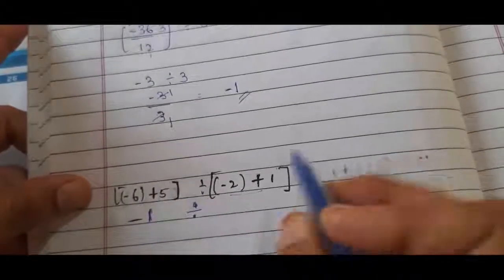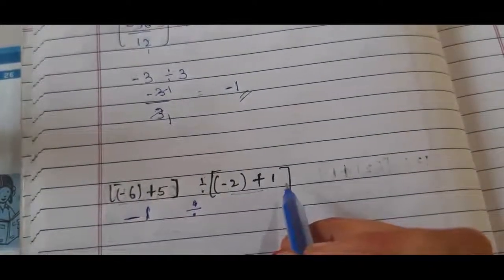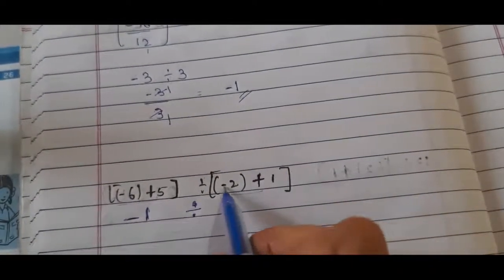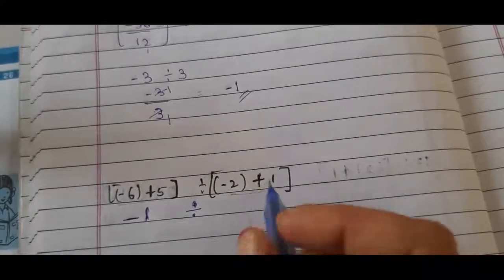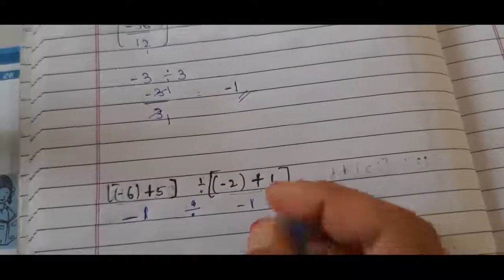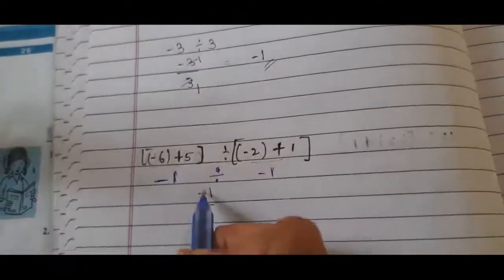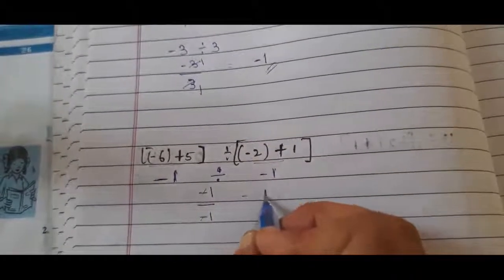Next here, minus 2 plus 1. Minus into plus is minus. 2 minus 1 is 1. Greater number 2, so minus 1. Minus 1 divided by minus 1. Minus minus cancel. Then what remains here? 1.